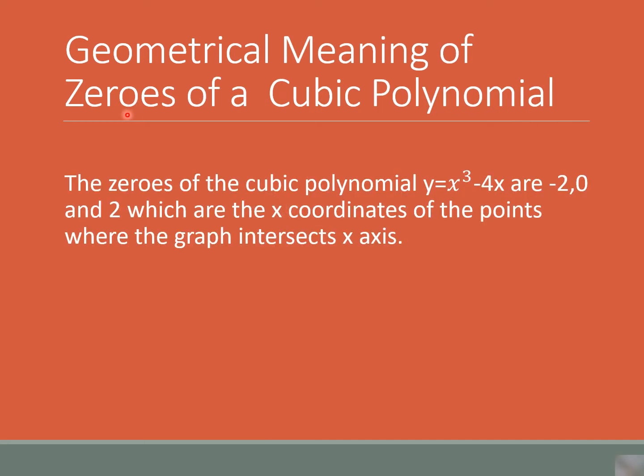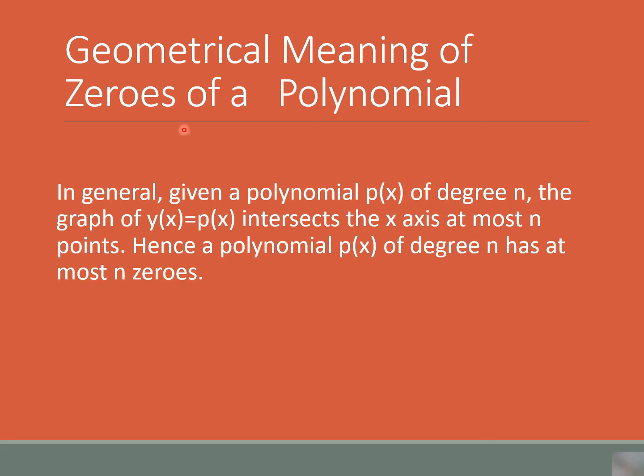So here also, what is the geometrical meaning for a cubic polynomial? The zeros of the cubic polynomial y equal to x cube minus 4x are minus 2, 0 and 2, which are the x coordinates of the points where the graph intersects the x-axis. Now we are going to see the geometrical meanings of zeros of any kind of polynomial.